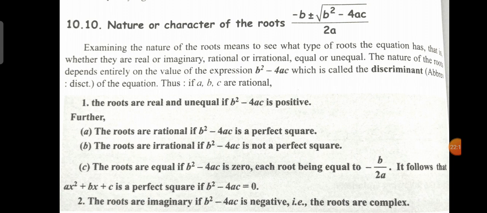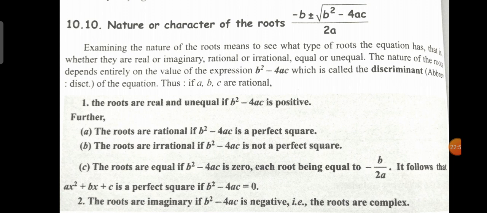Okay, next is nature or character of the roots. So (minus b plus or minus root of b square minus 4ac) by 2a is the quadratic formula. So the nature or character of the root is determined by the term which is in the square root, that is b square minus 4ac. That expression determines the nature of the root, and that expression is called the discriminant.